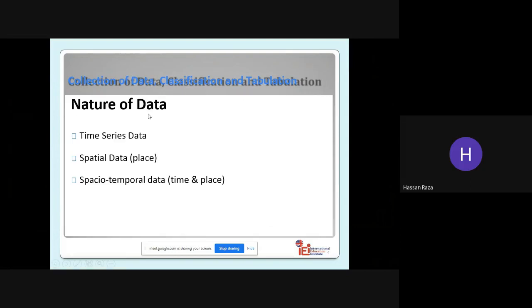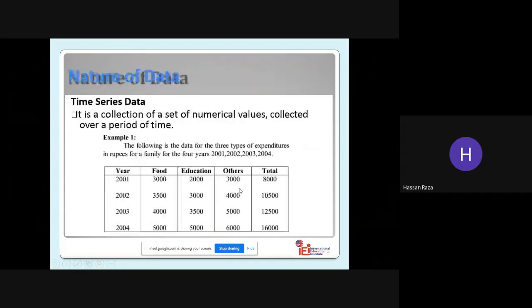Next one, nature of the data: time series, spatial, spatiotemporal. Time series is dependent upon time. Spatial data means the data which depends upon the location, and spatiotemporal data means both pieces of information will be given in the same tabulation, time and place dependent. The next one is time series data, a collection of numerical values collected over a period of time. The time dependent data, likewise, we have year wise data.